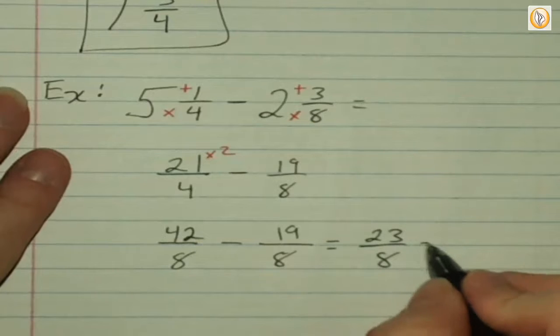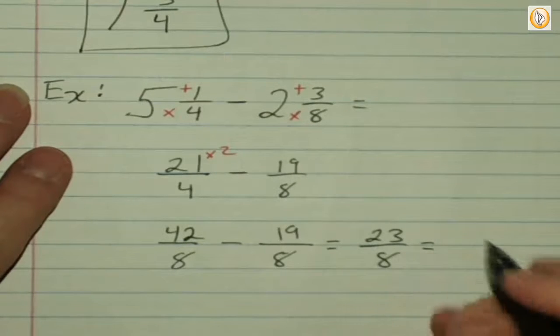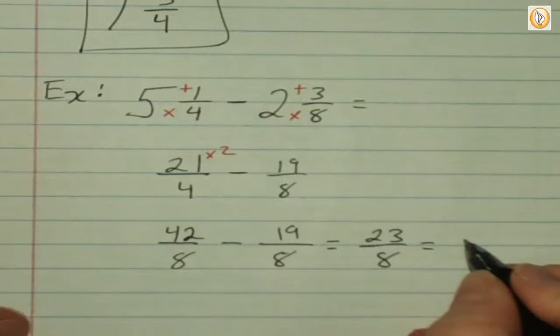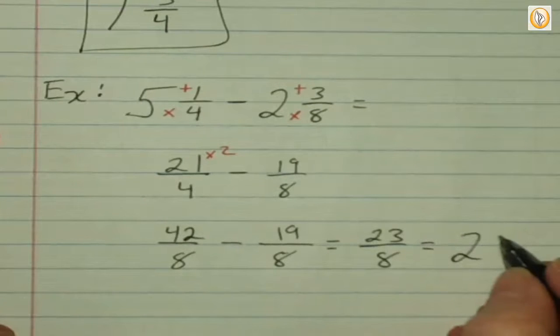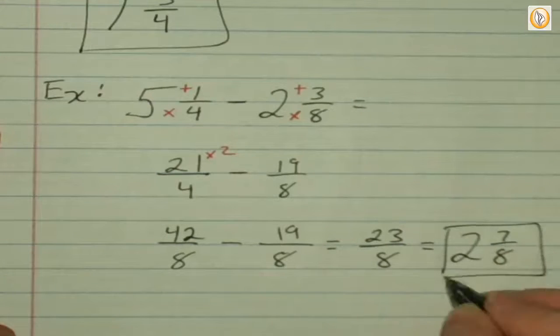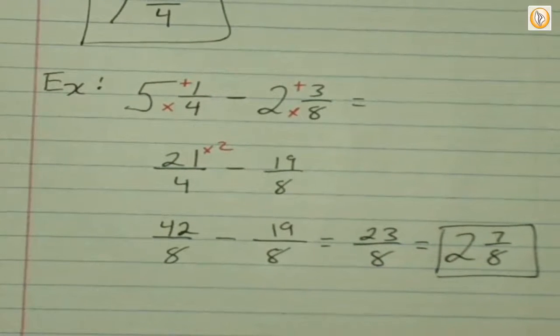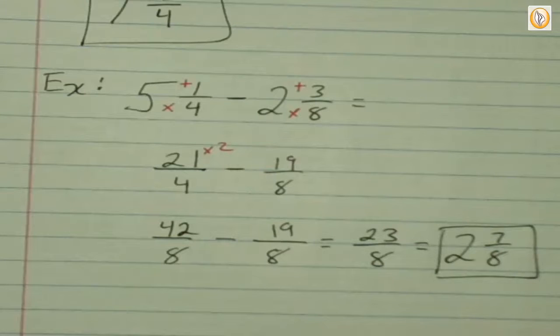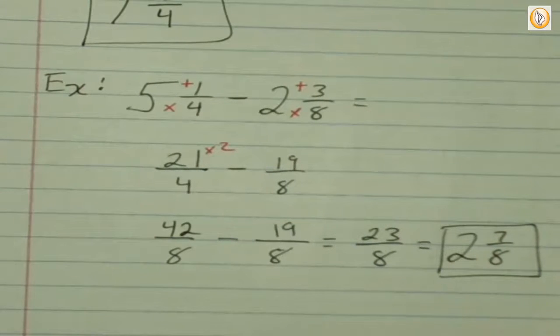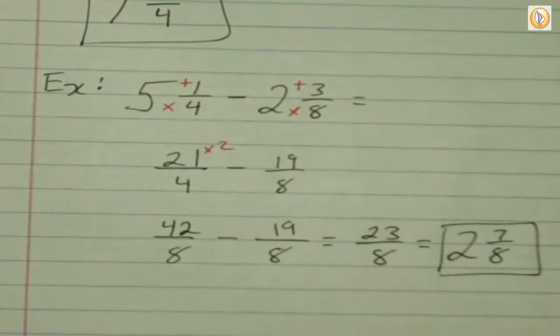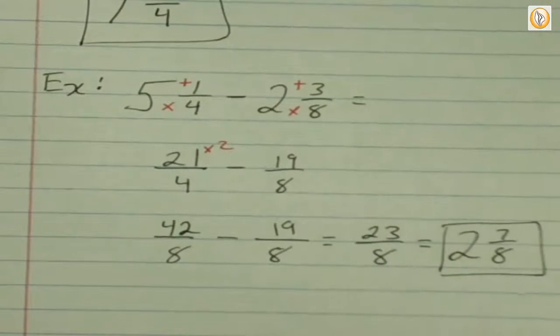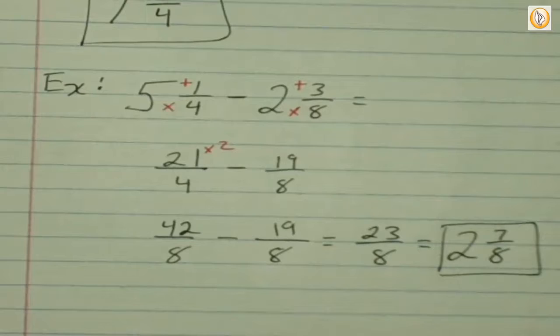Now we have to change it to a mixed number. 8 goes into 23 how many times, and how many left over? 2 and 7 over 8. All right. Any questions about that? Okay, but again, everyone has their personal preference. Any questions about the improper fraction way? I'm going to let you do it the other way, okay?